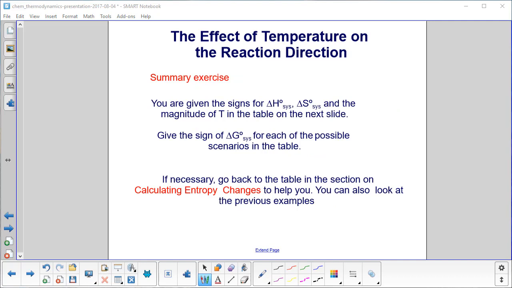To make sure you get this, we're going to do a summary exercise. You'll be given the signs for delta H naught and delta S naught, both for the system, and the magnitude of T in the table on the next slide. Give the sign of the change in Gibbs free energy for the system for each of the possible scenarios. If necessary, go back to the table in the section on calculating entropy changes to help you. You can also look at the previous examples.